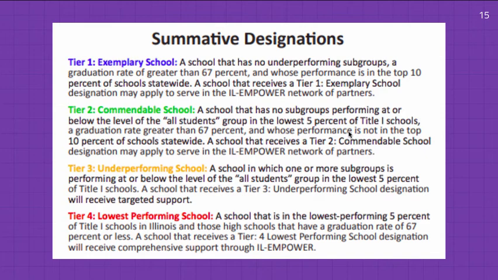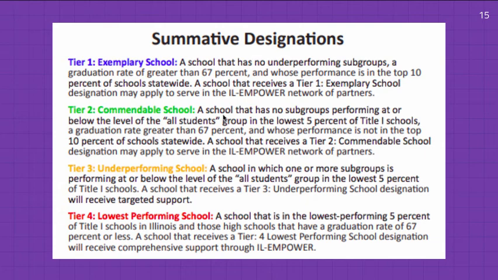So you can get a Tier 1 exemplary school. If you notice, it's a school that has no underperforming subgroups and a graduation rate of greater than 67%, whose performance is in the top 10% of schools statewide. Okay. So Tier 2, though, you're still commendable. It's a school that has no subgroups performing at or below the level of the all students group in the lowest 5% of Title I schools.